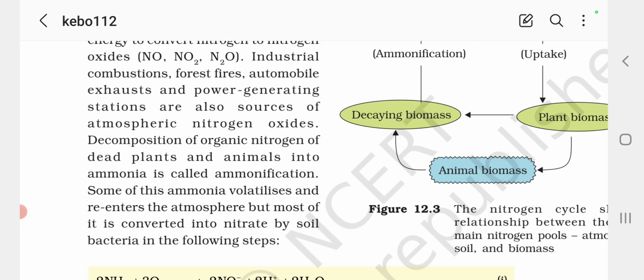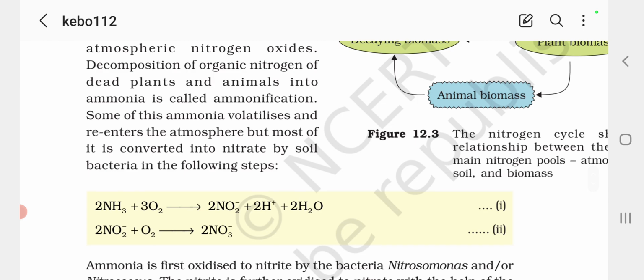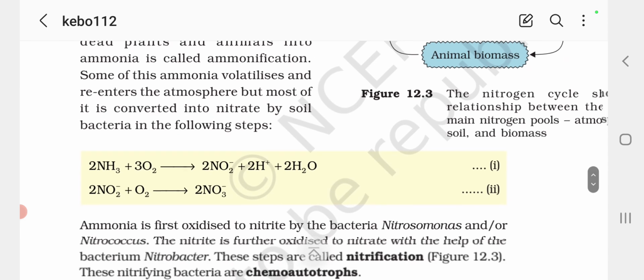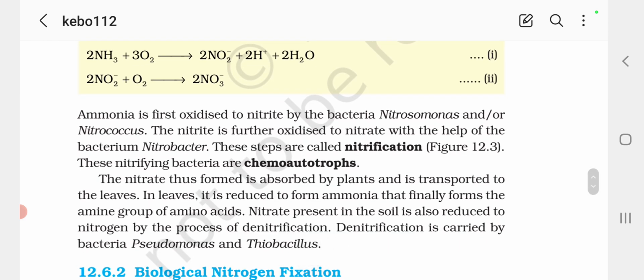Decomposition of organic nitrogen of dead plants and animals into ammonia is called ammonification. Some of this ammonia volatilizes and re-enters the atmosphere, but most of it is converted into nitrate by soil bacteria in the following steps. Ammonia is first oxidized to nitrite by the bacteria Nitrosomonas and Nitrosococcus. The nitrite is further oxidized to nitrate with the help of the bacterium Nitrobacter. These steps are called nitrification. These nitrifying bacteria are chemoautotrophs.